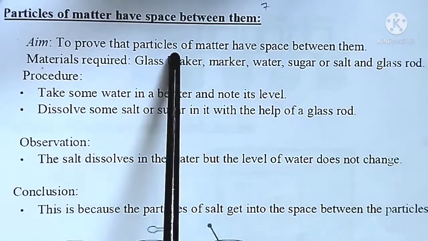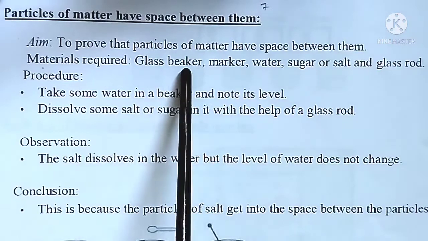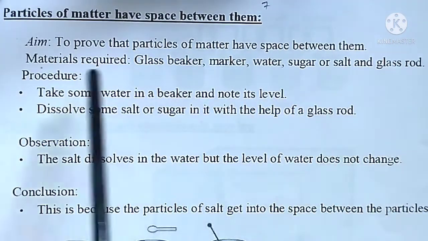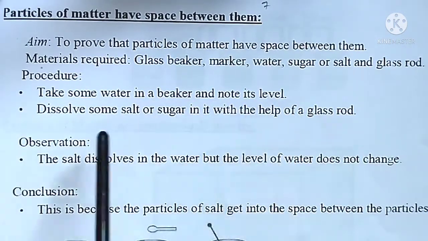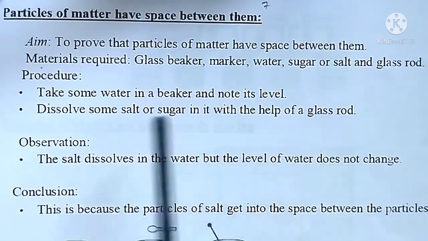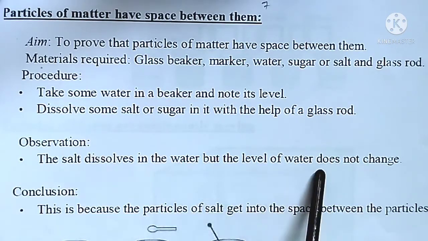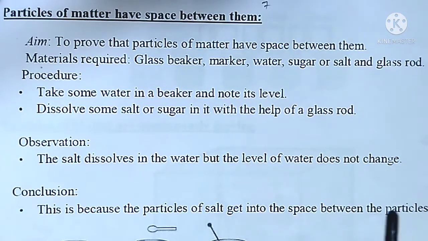Aim: to prove that particles of matter have space between them. Materials required: glass beaker, marker, water, sugar or salt and glass rod. Procedure: take some water in a beaker and note its level. Dissolve some salt or sugar in it with the help of a glass rod. Observation: the salt dissolves in the water, but the level of the water does not change. Conclusion: this is because the particles of salt get into the space between the particles of water.